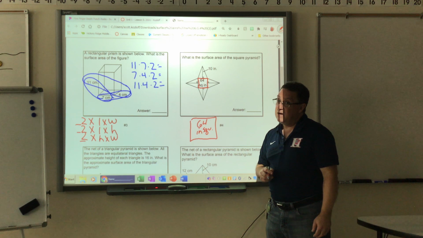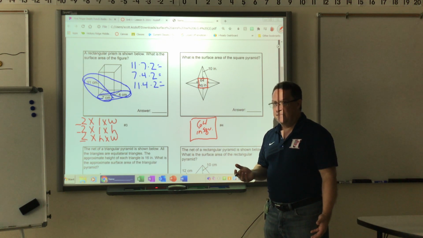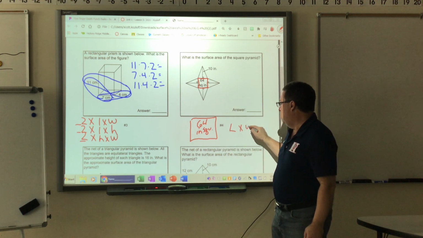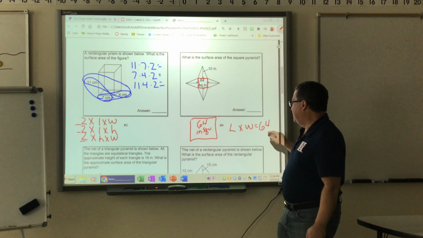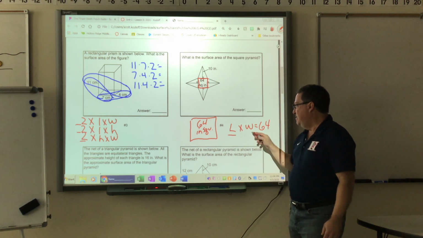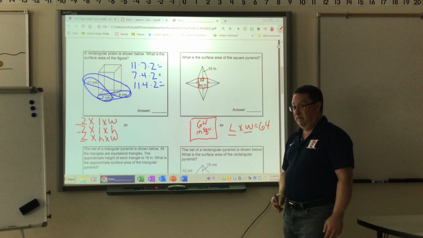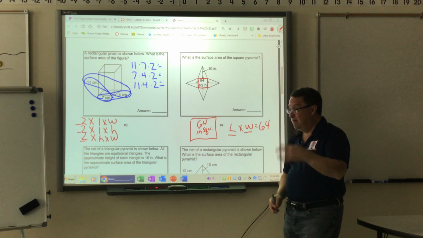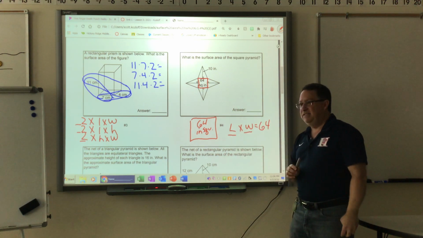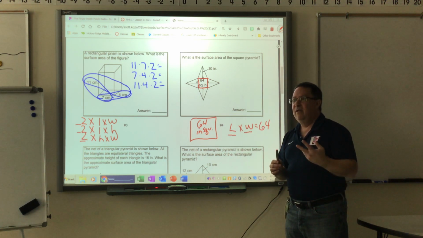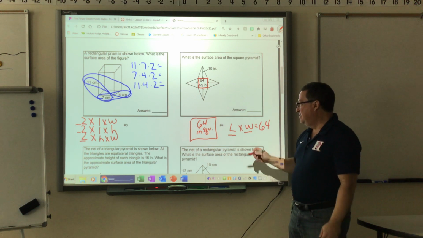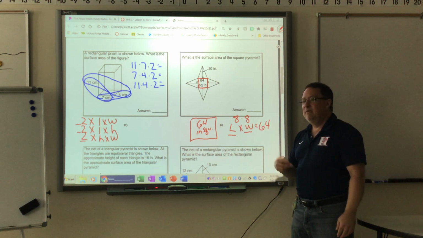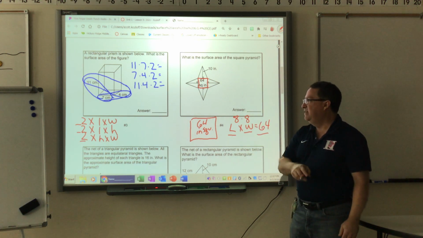Well, what do we know about a square? We know that all the sides are the same. So if all the sides are the same, then my length times width to equal 64, this has to be the same as this. Are you catching on? That means 1 times 1, 2 times 2, 3 times 3, 4 times 4. Somehow, something has to equal 64. The numbers have to be the same. And as it turns out, 8 times 8 is the only number multiplied by itself that equals 64.